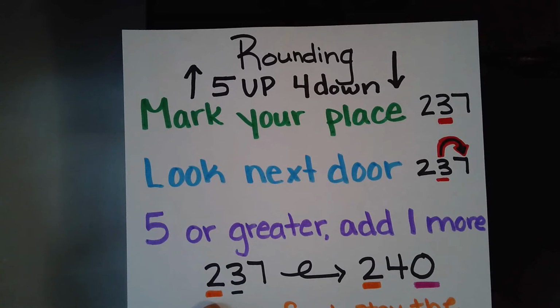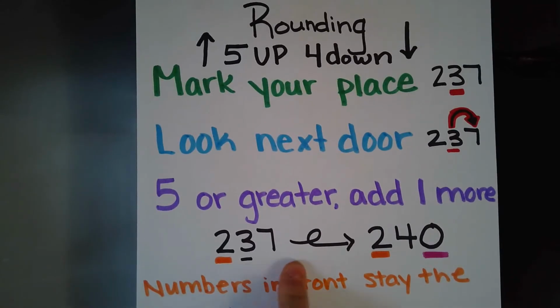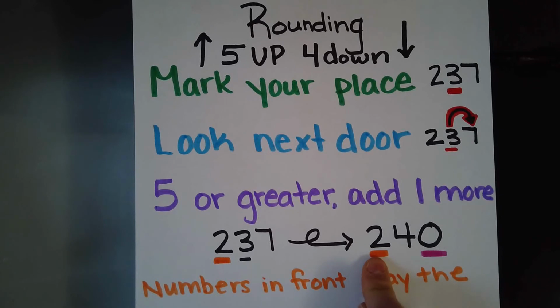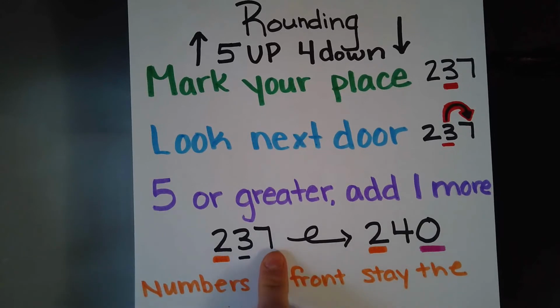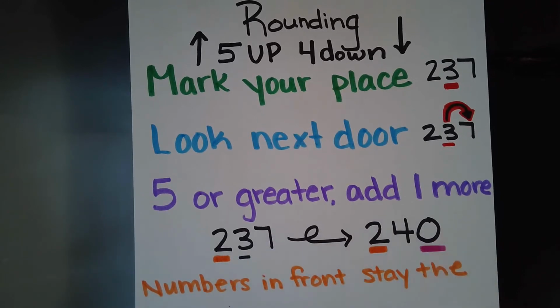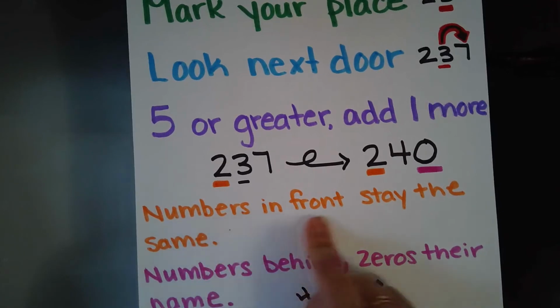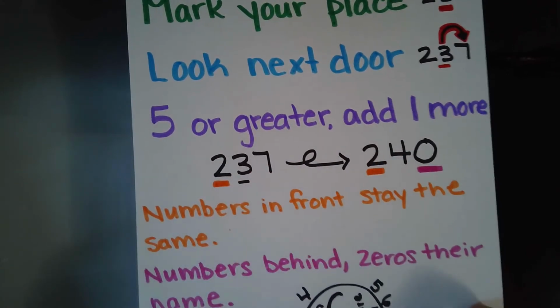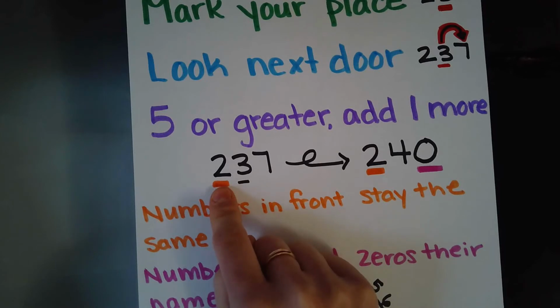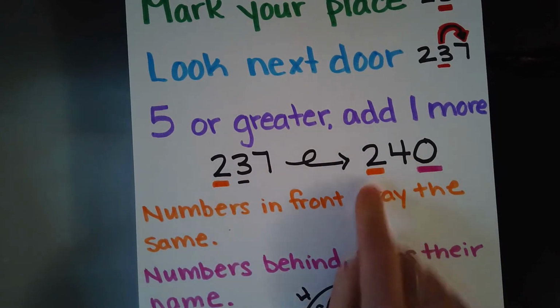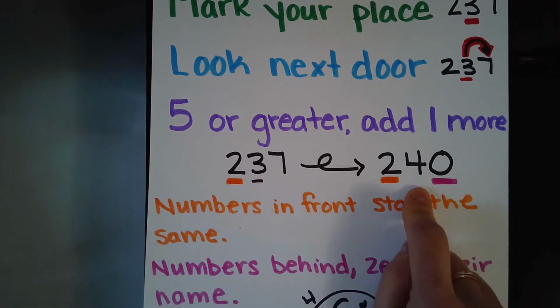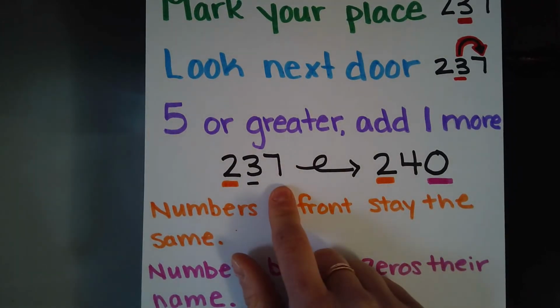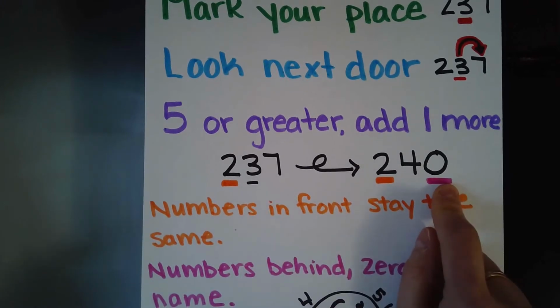So 237 becomes 240. Now you're going, well, you only told me to look at the number that came before the tens place. Right. So the number in the front stays the same. You don't do anything with what comes first. So if you see there's a 2 in the hundreds place here, there was still a 2 in the hundreds place here. But because we rounded up, the 3 in the tens place became a 4, and the 7 in the ones place was now a 0 because we rounded.